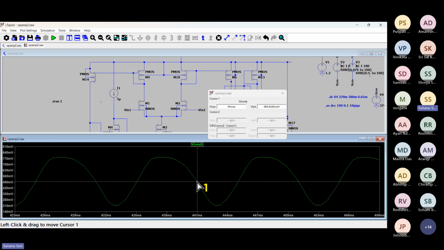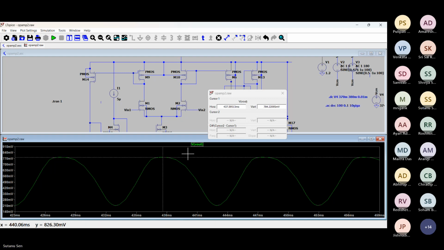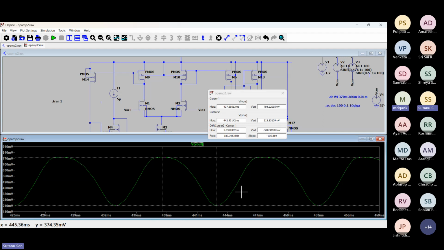I think it is getting clipped. So you're clipping, that means you will need to reduce it. Yes, sir. So the gain is so high that the output is clipping. The output range, it is going beyond it. So you need to reduce it further.